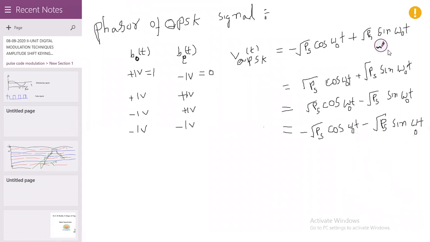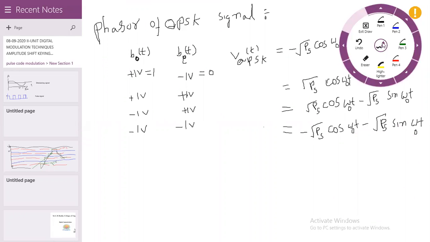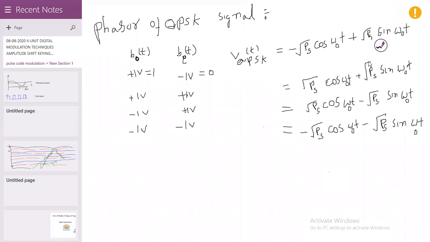Here we can draw the phasor diagram. First, what is the equation here we can understand? Root of Ps, one is the cos omega naught t carrier, and another one is the sin omega naught t, the other carrier. The cos omega naught t is the in-phase component. That's why here we can draw this cos omega naught t in the positive direction. This is root of Ps cos omega naught t.